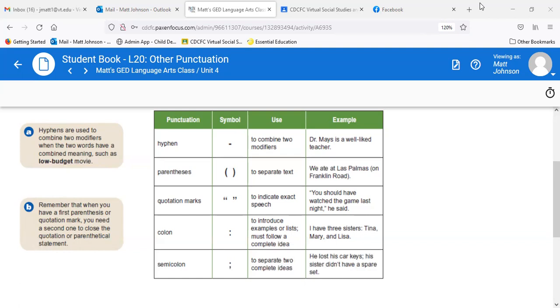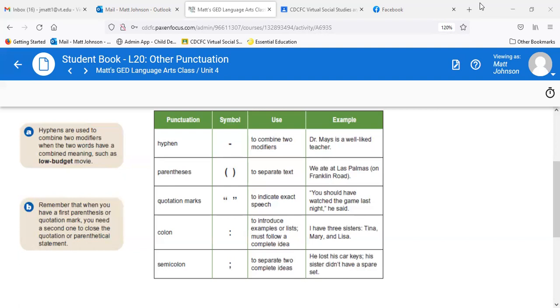Semicolon, right? I mentioned that. We talked about that a little bit. To separate 2 complete ideas. Remember, basically, good rule of thumb, if you could put a comma and in place of a semicolon, then you're using it correctly in this version. So he lost his car keys; his sister didn't have a spare set. Now, just like I said, I could say his sister lost his car keys, comma, and his sister didn't have a spare set, right? That still makes sense.